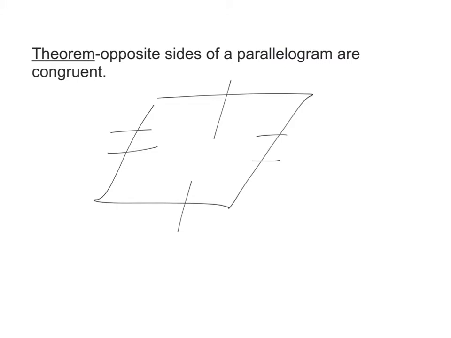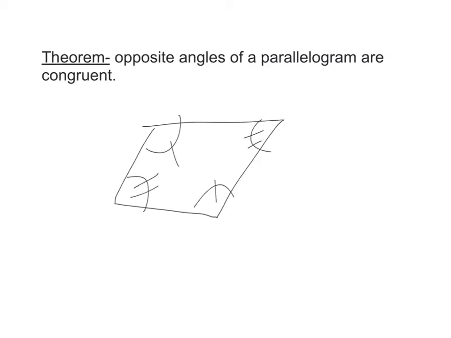Opposite sides of a parallelogram are congruent. So we are allowed to say that if we know something's a parallelogram, this side and this side are equal, and this side and this side are going to be equal. They don't all equal each other, but the opposite sides are equal. We're also going to be able to say that opposite angles of a parallelogram are congruent. And don't forget, you can always pause this at any time or go back and watch something you didn't catch.